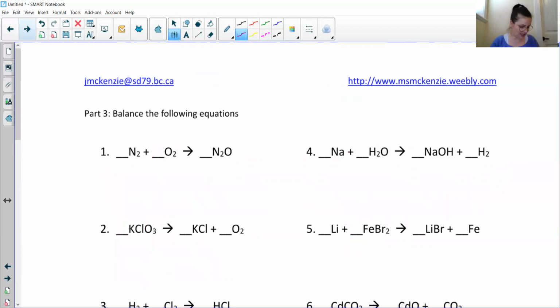Okay, this last part was the balancing portion of the assignment. So we have 2 nitrogens produce 2 nitrogens, and we leave the oxygen blank. So there's 4 nitrogens all in total, 2 oxygens in total. Okay, I'm just going to write the answers down.